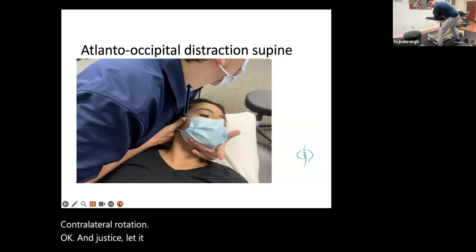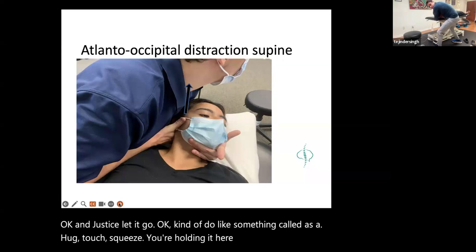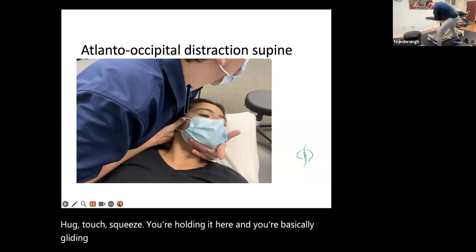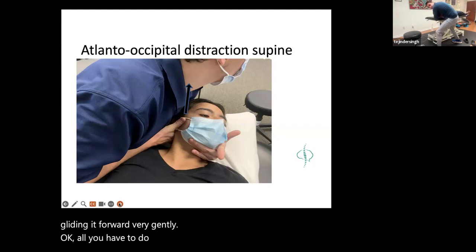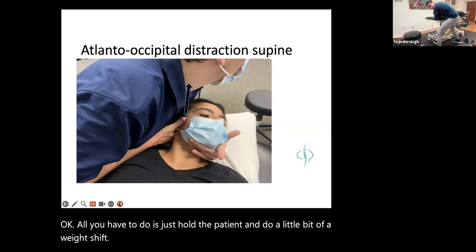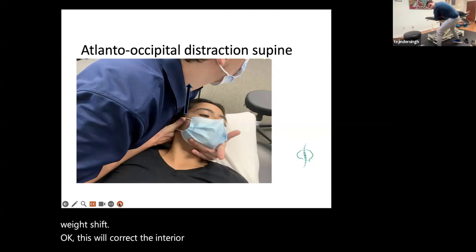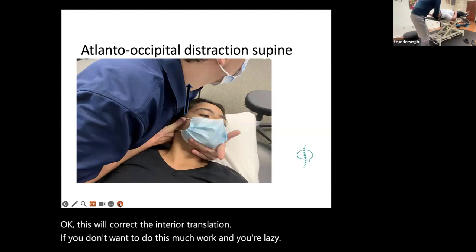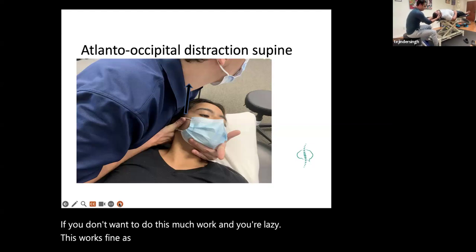Kind of do something called a hug, touch, squeeze. You're holding it here and you're basically gliding it forward very gently. All you have to do is hold the patient and do a little bit of a weight shift. This will correct the anterior translation. If you don't want to do this much work and you're lazy, this works fine as well.